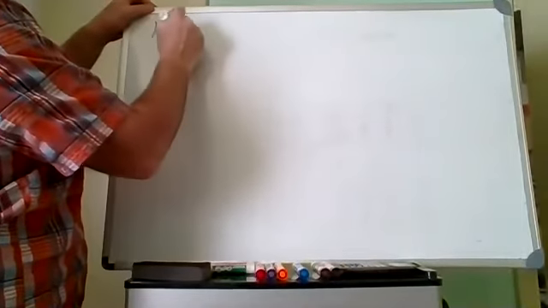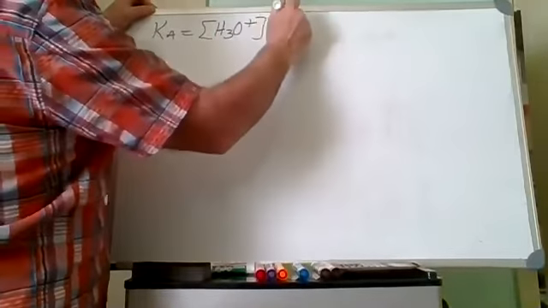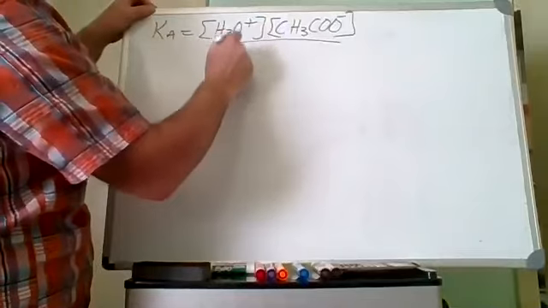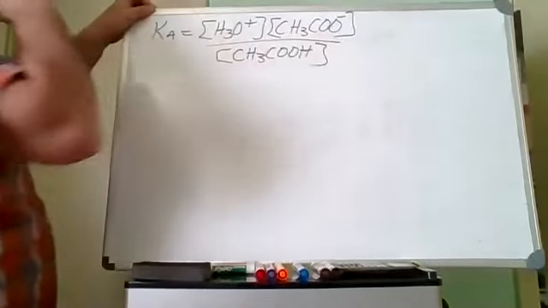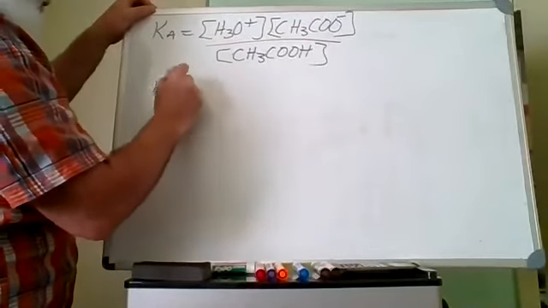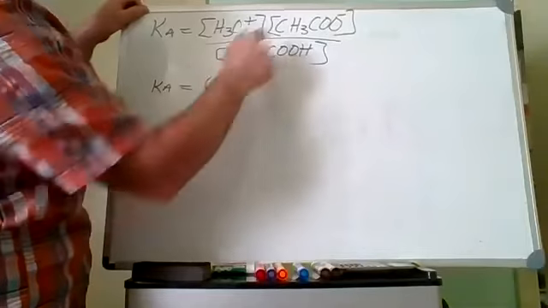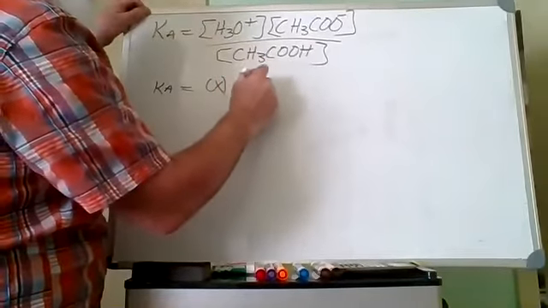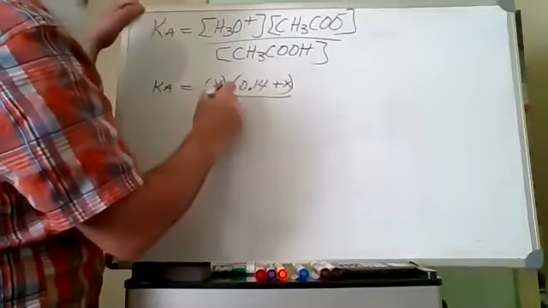Let's see here, I'll pick black. So Ka equals hydronium ion times acetate ion divided by acetic acid. And from our ice table, hydronium ion is simply X. And this is 0.14 plus X. And this is 0.045 minus X.